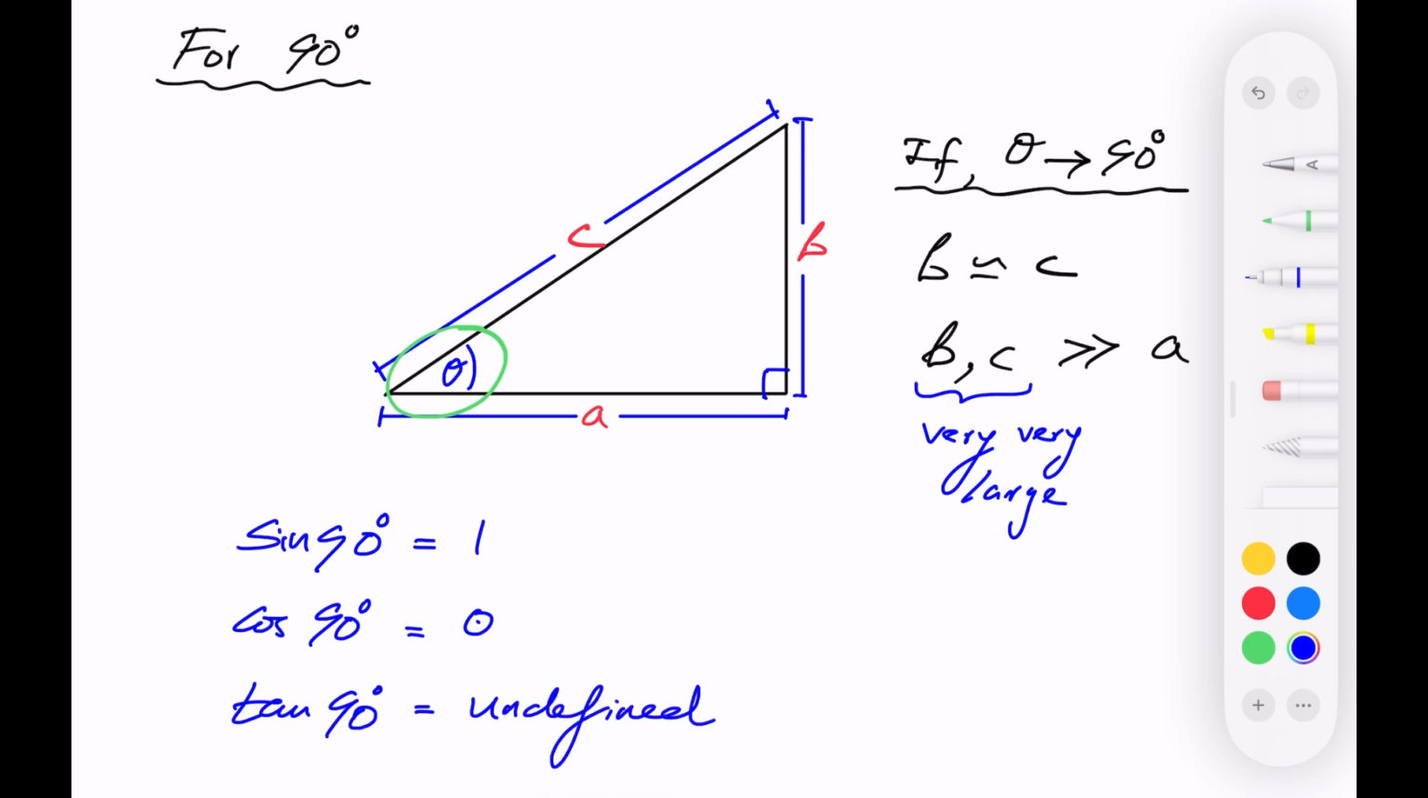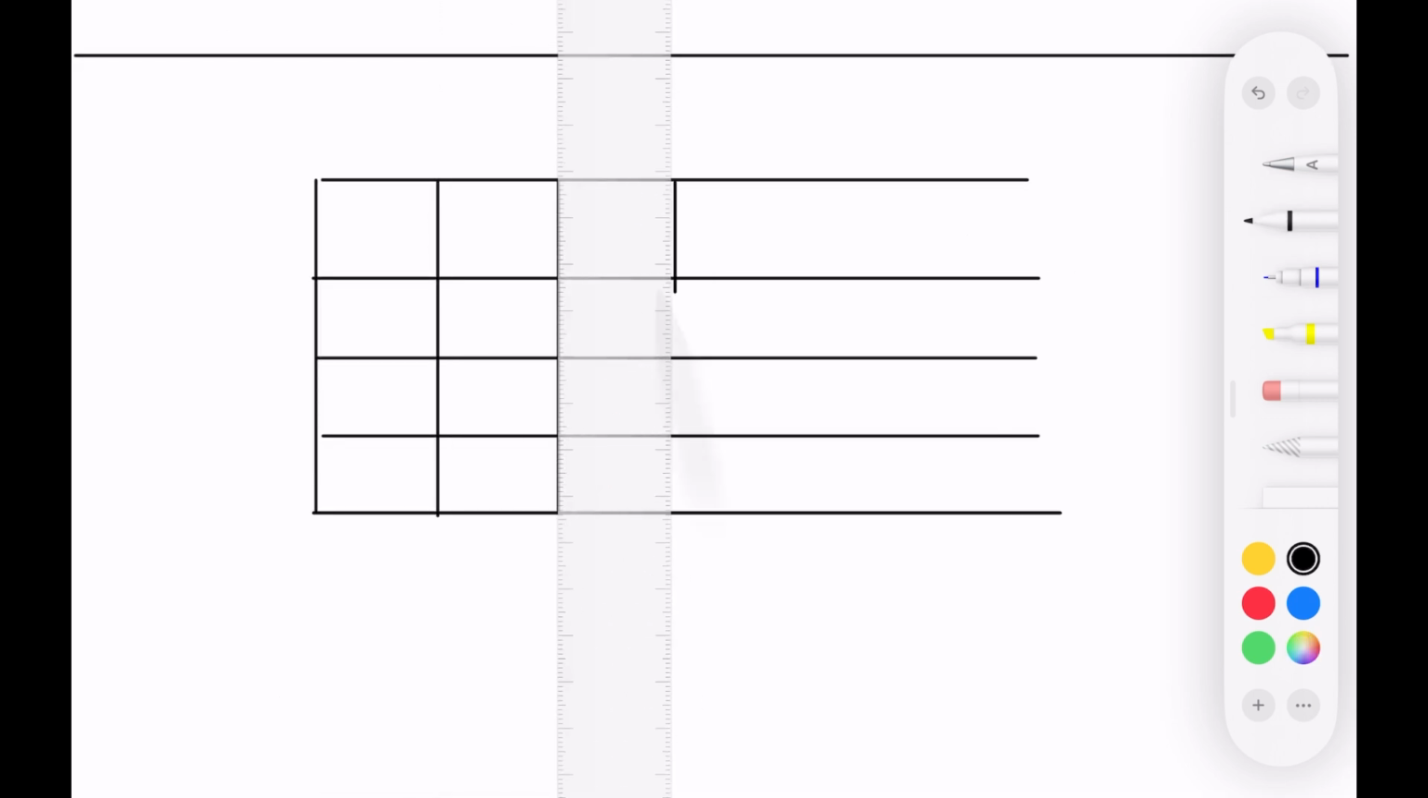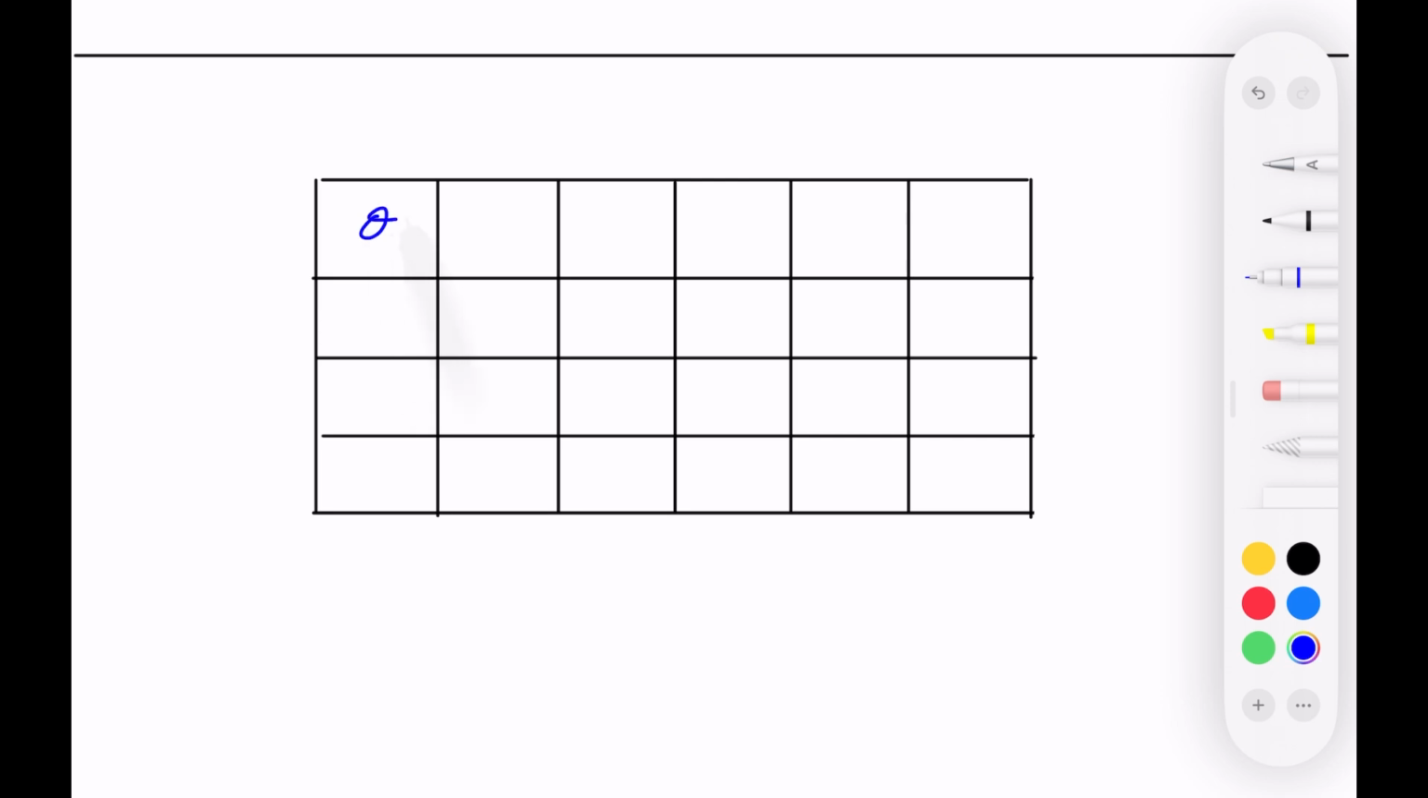Now we have derived the basic trig ratios sine, cosine and tangent for all the popular angles: 0 degrees, 30 degrees, 45 degrees, 60 degrees and 90 degrees. They are all going to be extremely important. So let's go ahead and write down a summary of all the results that we derived today. Let me draw a table to write down the summary. Theta on the first row, we are looking at 0 degrees, 30 degrees, 45 degrees, 60 degrees and 90 degrees.